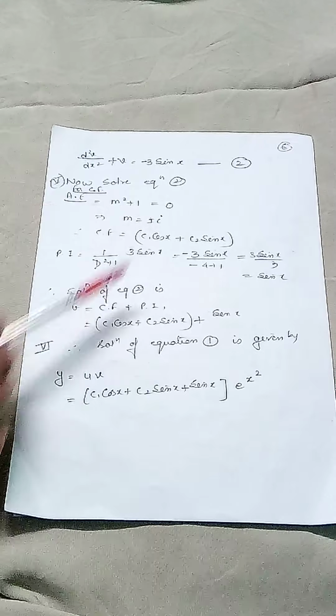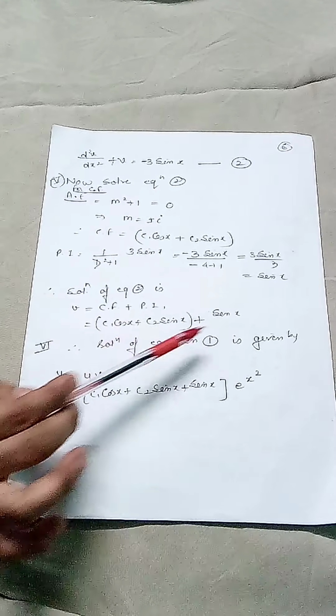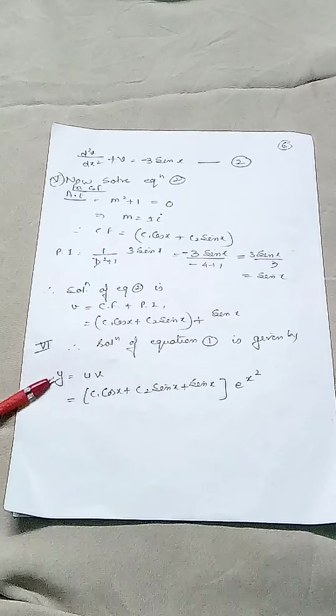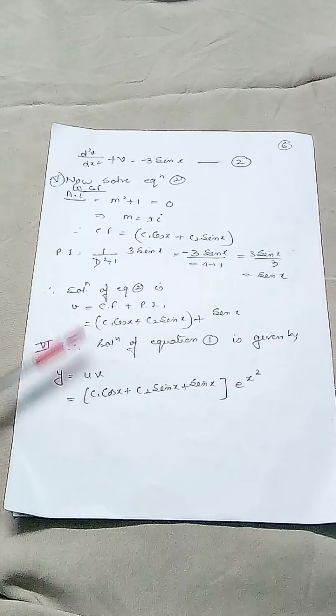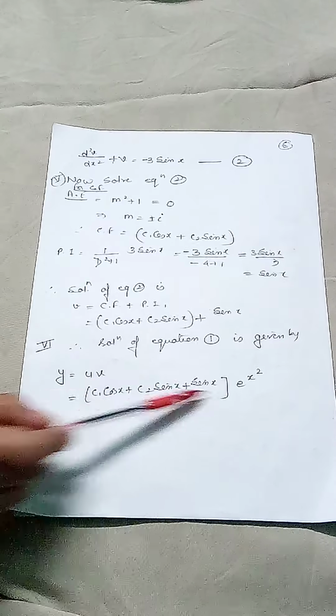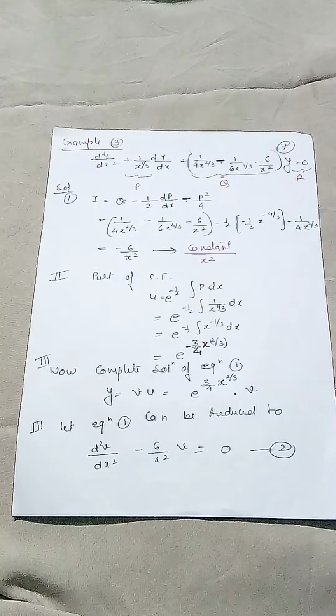Therefore, the solution of equation 2, v is equal to CF plus PI. But we have the solution of equation 1, which is y is equal to uv. V is this, and u we have found earlier, therefore this will be the complete solution of equation 1. Now we consider another problem.